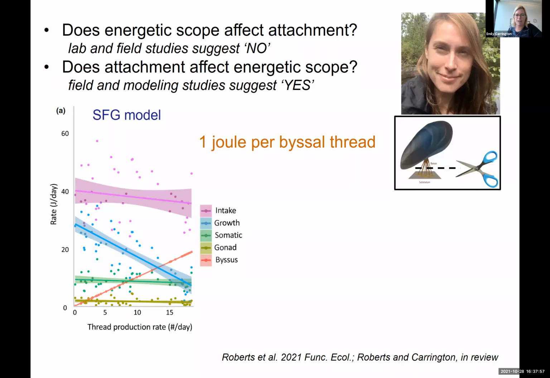Okay, well, I did have a graph here that I managed to delete that shows what fraction of their total energy budget goes to producing byssus. It does depend on what manipulation we used, but at the high end, up to 50 or 60% of their energy budget goes to producing attachment. So not a trivial amount by any means.